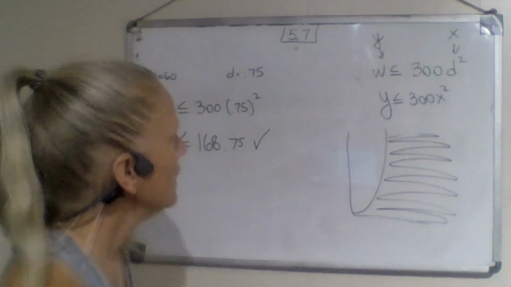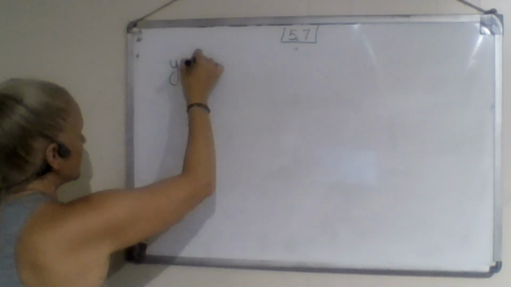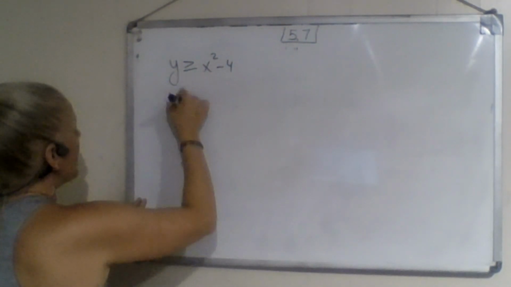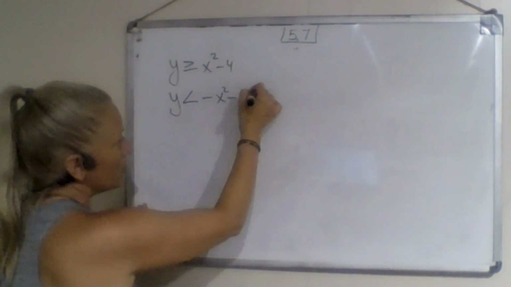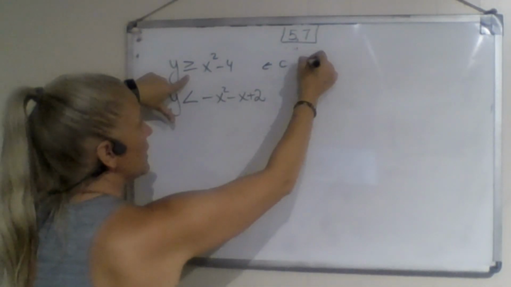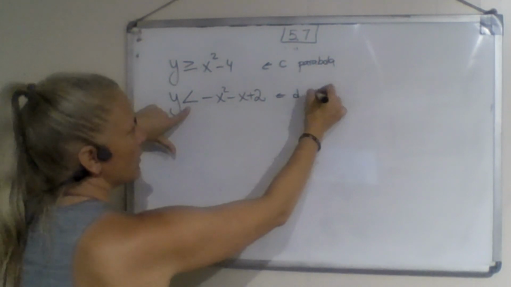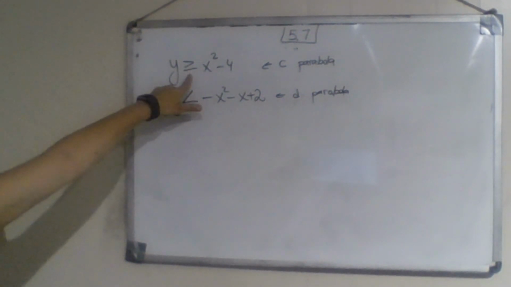We're good. Now, what if we have to graph a system of inequalities? If we do have to do that, we're not going to panic at all because we know how to do this using a calculator. We're going to graph y greater than or equal to x squared minus 4, and y is less than negative x squared minus x plus 2. Please remember, this is going to be a continuous parabola. This is going to be a dotted parabola. Why? This is a less than, that's a greater than or equal to.